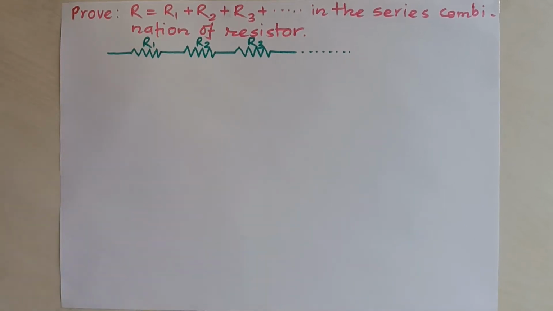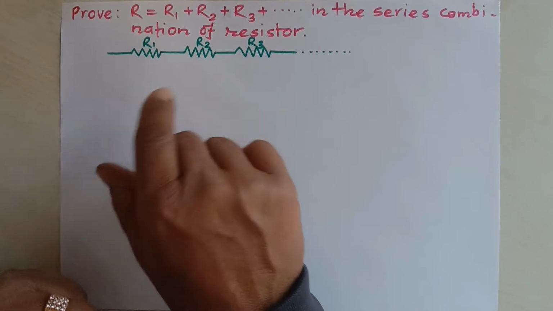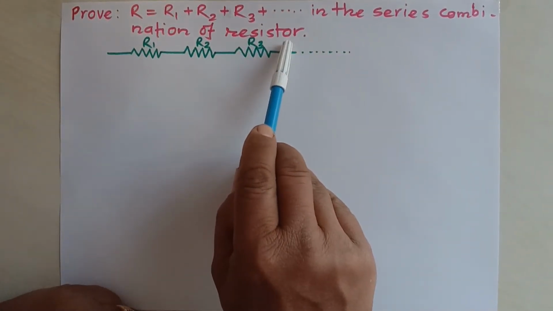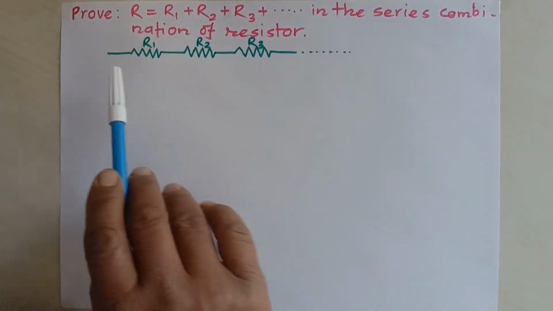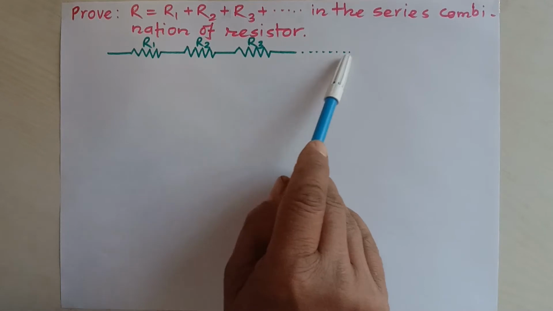If we have to prove that total resistance is equal to the sum of the resistances of each resistor in a series combination of resistors, then we can prove it this way. Three resistors are shown connected with each other, maybe more than three.